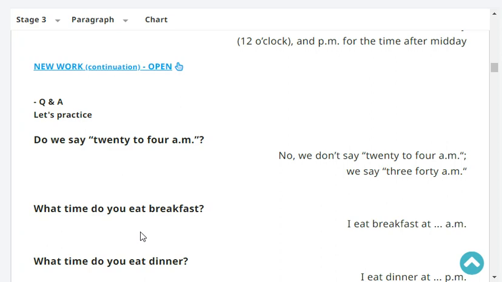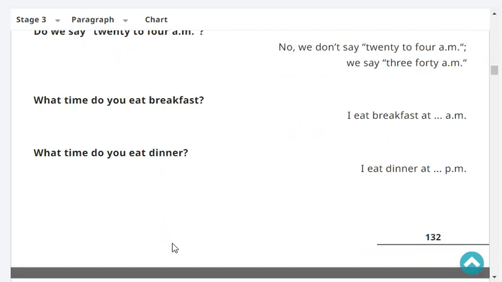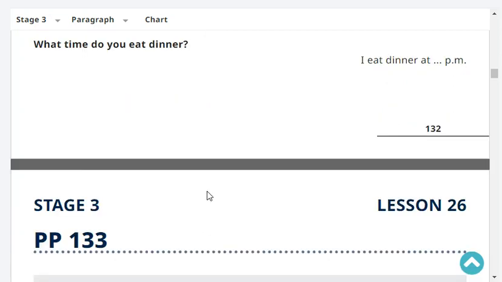No, we don't say 20 to 4 a.m. We say 3:40 a.m. Reagan, what time do you eat your breakfast? I eat breakfast at 7 a.m. Very good. What time do you eat dinner? I eat dinner at 8 p.m.